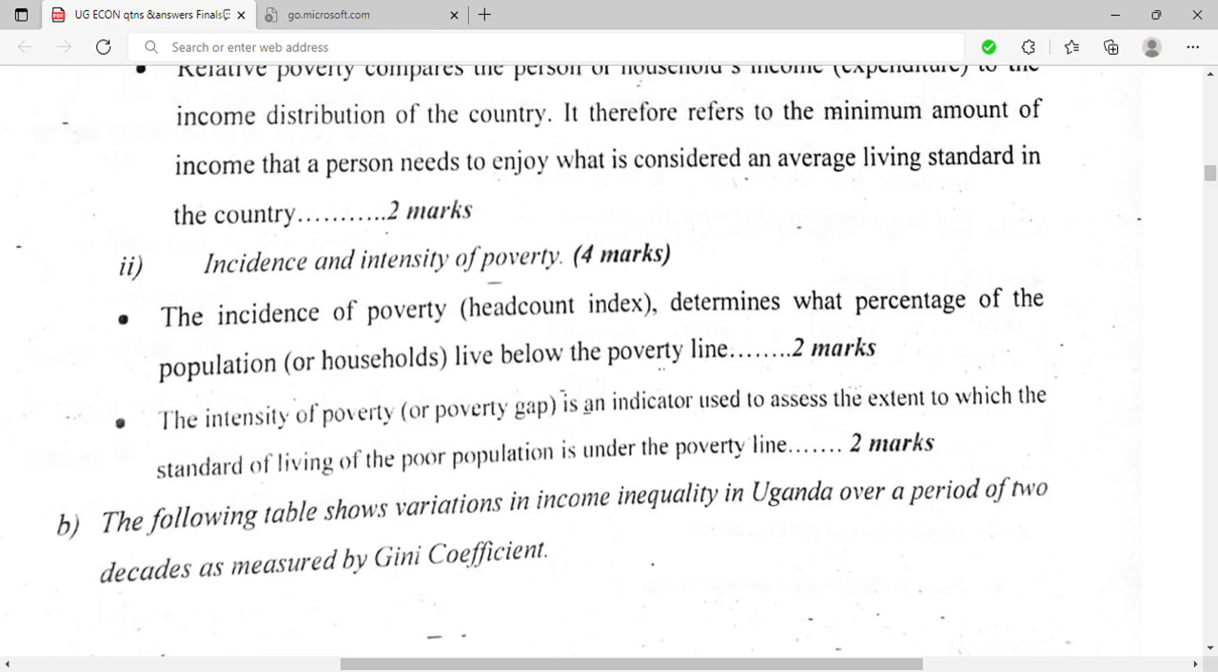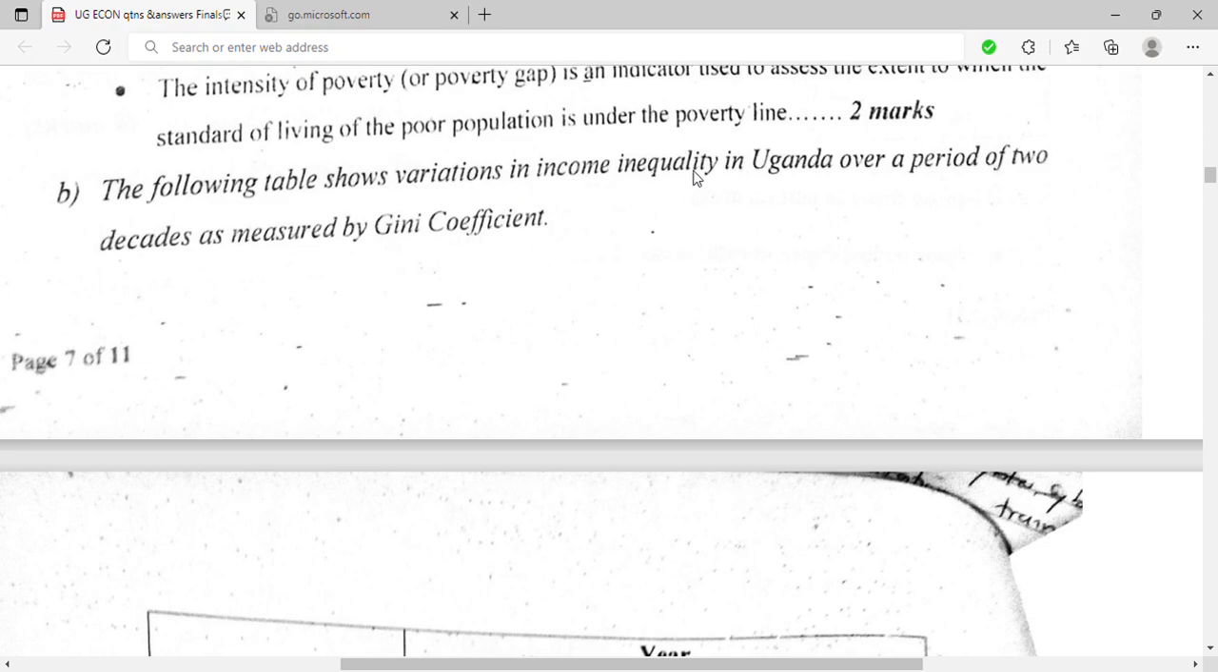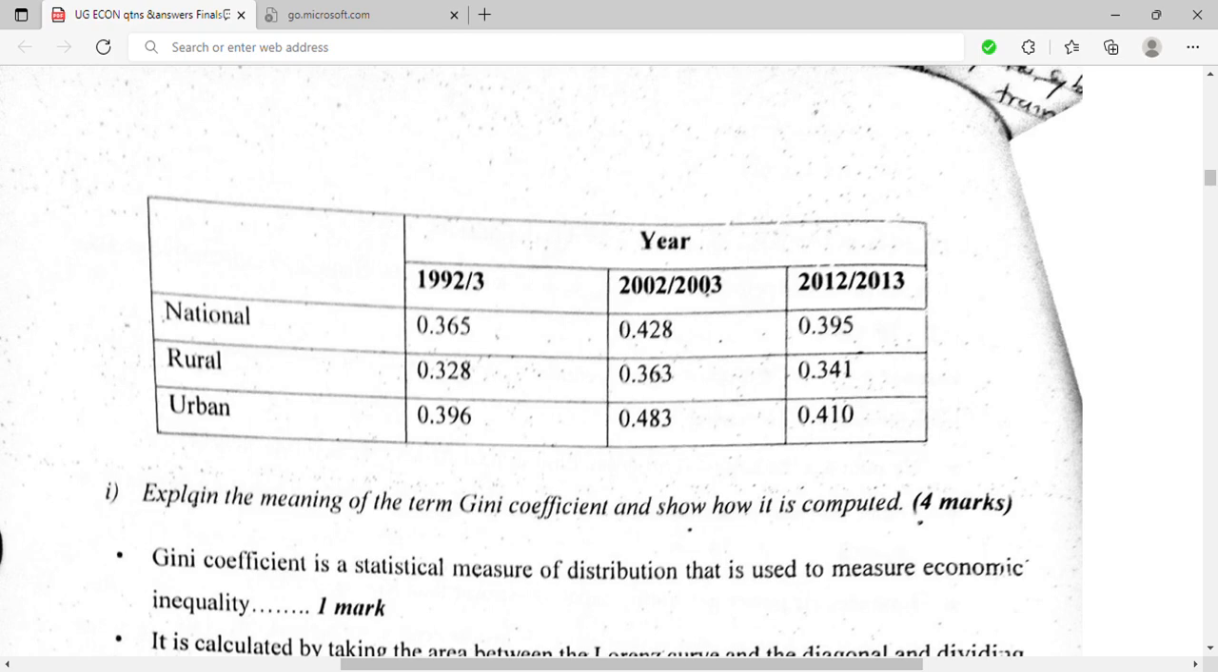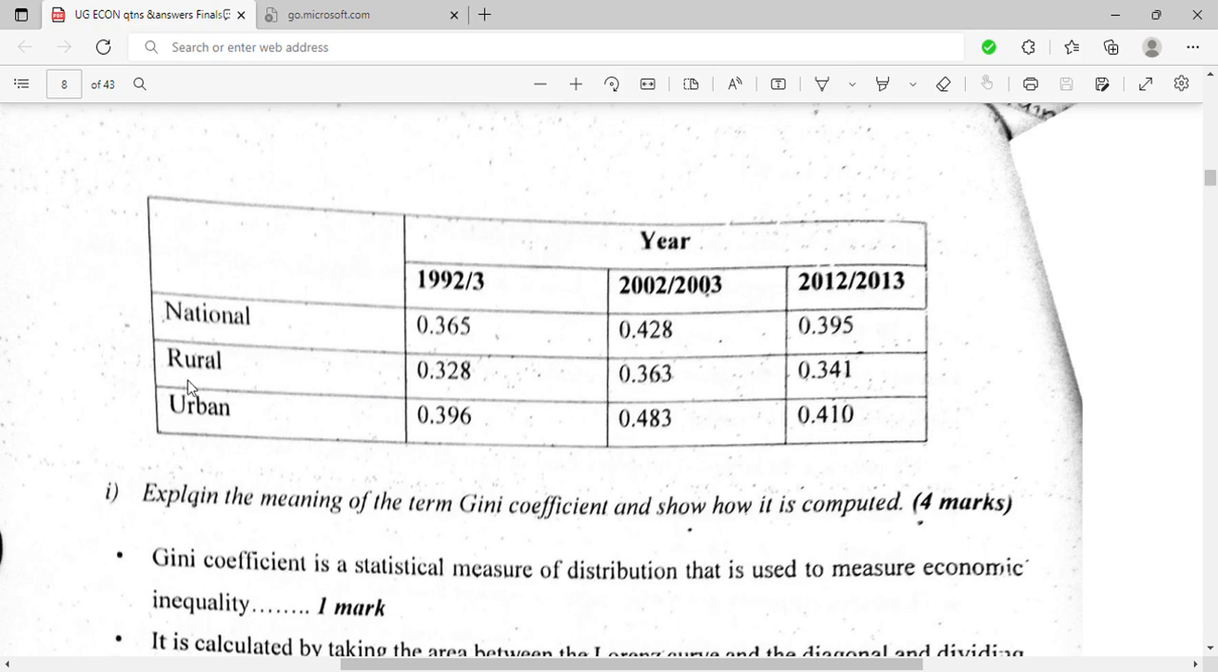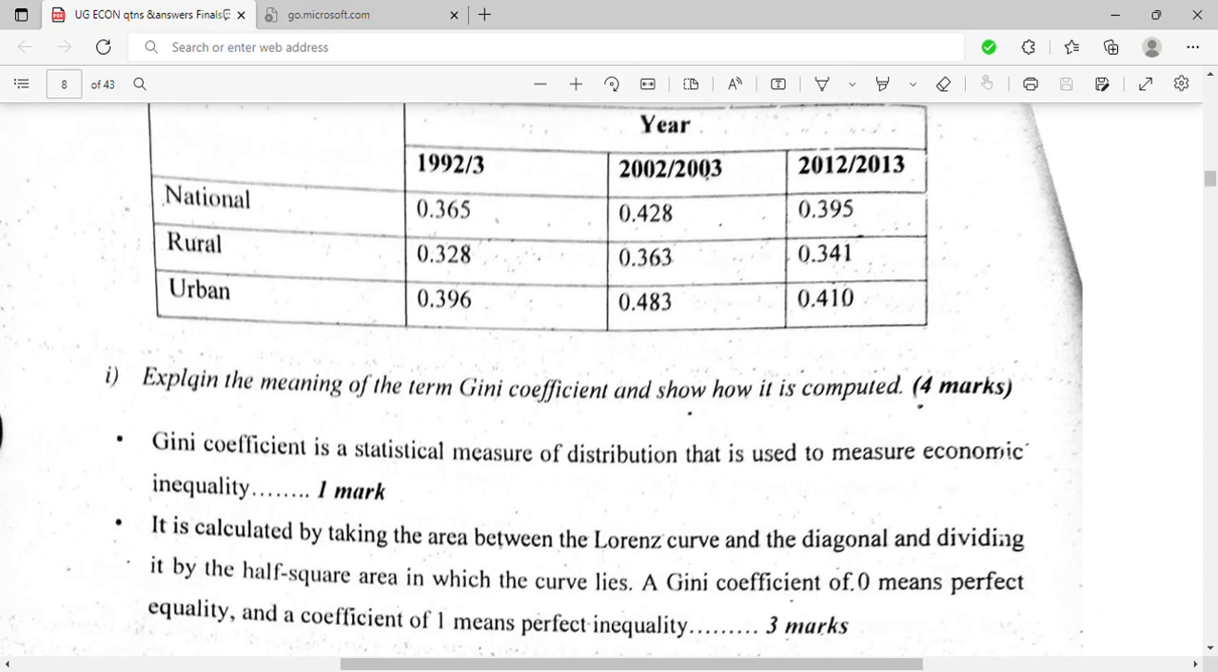Then we continue with our question. It says the following table shows variations in income inequality in Uganda over a period of 2 decades as measured by the Gini coefficient. The Gini coefficient is used to measure income inequality. We have the national income, the rural income and the urban income for the financial years 1992-1993, 2002-2003, and 2012-2013. Required: first, they want us to explain the meaning of the term Gini coefficient and how it is computed.